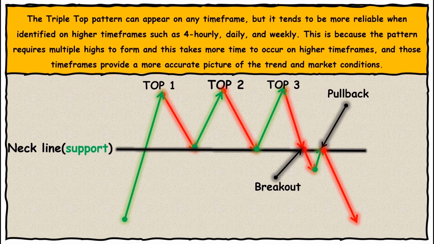What time frames work best with the triple top pattern? The triple top pattern can appear on any time frame, but it tends to be more reliable when identified on higher time frames such as hourly, daily, and weekly. This is because the pattern requires multiple highs to form, and this takes more time to occur on higher time frames, and those time frames provide a more accurate picture of the trend and market conditions.